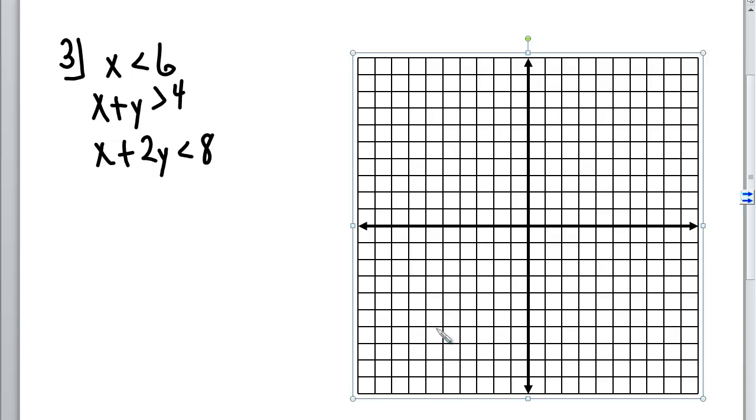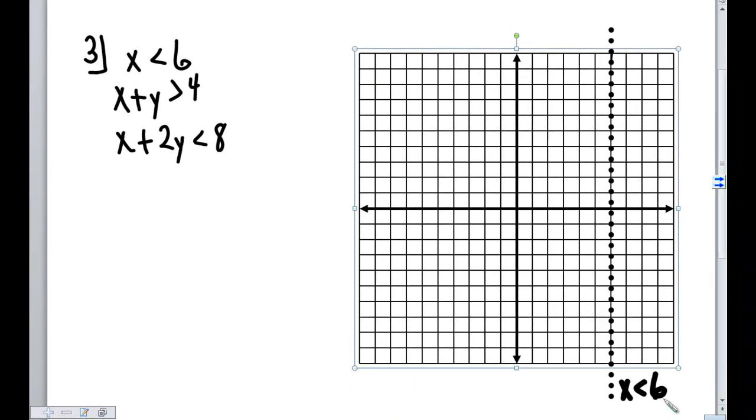x is less than 6. This is a graph that is going to be a vertical line at x equals 6. It will be dotted. Because x is less than 6, it's going to be all these x values to the left of this line.